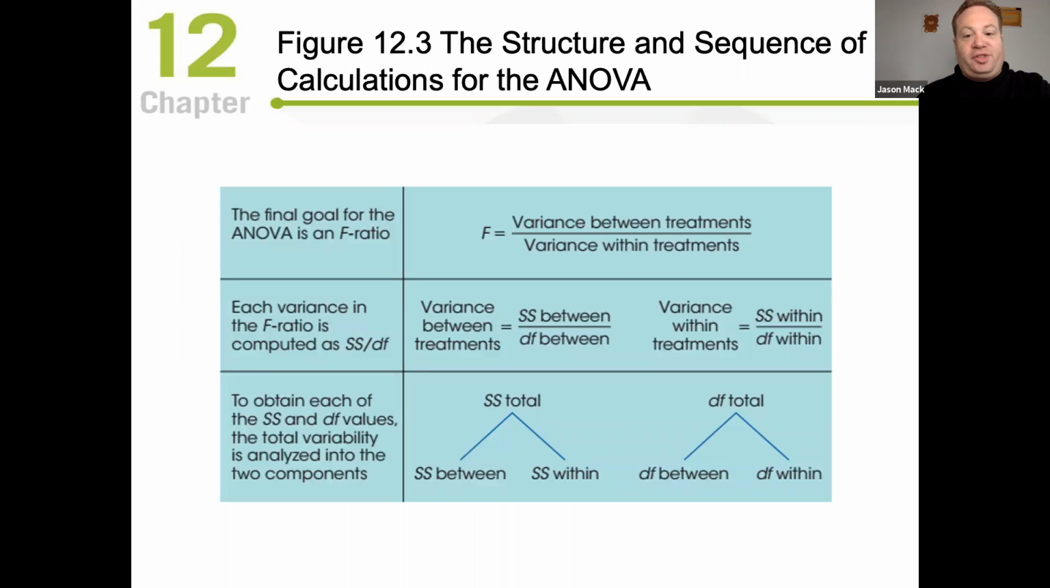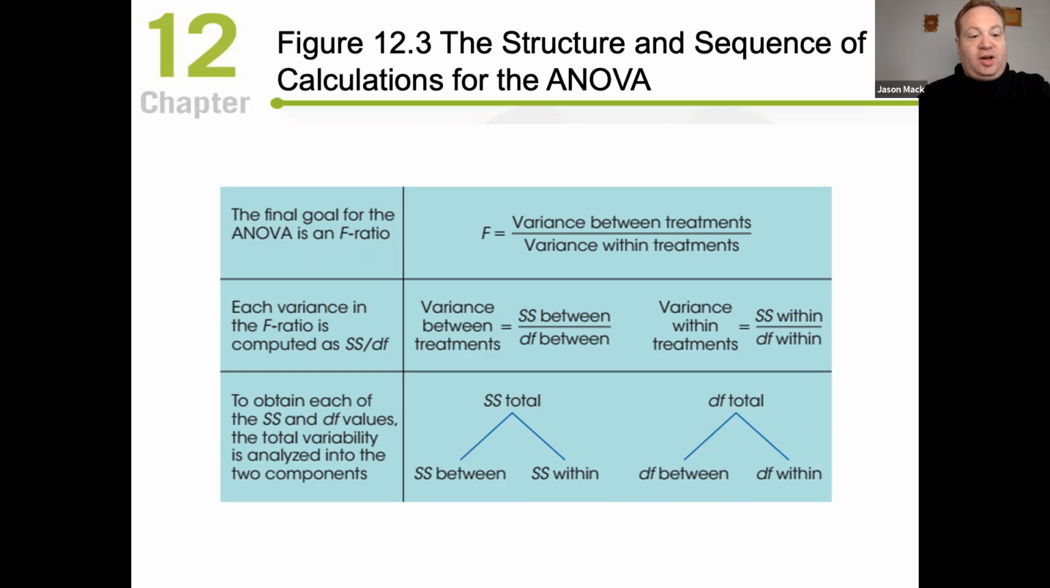This is the structure and the sequence of calculations for the ANOVA. First, you find the variance between treatments and the variance within treatments. Each variance in the F ratio is computed as the sum of the squares over degrees of freedom. The variance between treatments is the sum of the squares between over the degrees of freedom between, and the variance within treatments is the sum of the squares within over the degrees of freedom within.